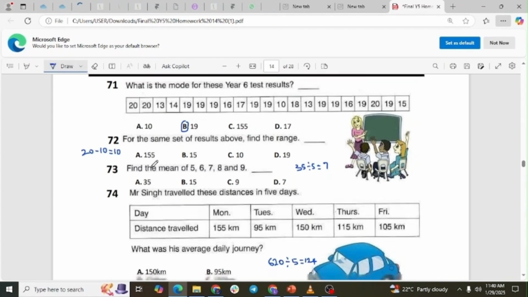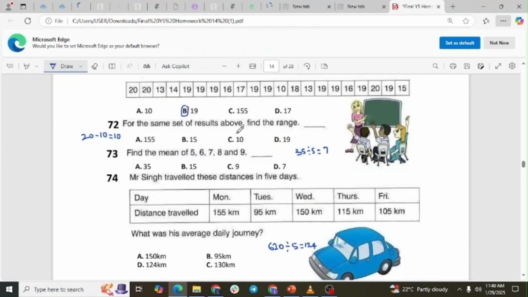Question 72. For the same set of results above, find the range. Correct answer C, 10. Explanation. The range is the difference between the highest and lowest values. The highest value is 20, and the lowest is 10. Range equals 20 minus 10 equals 10.